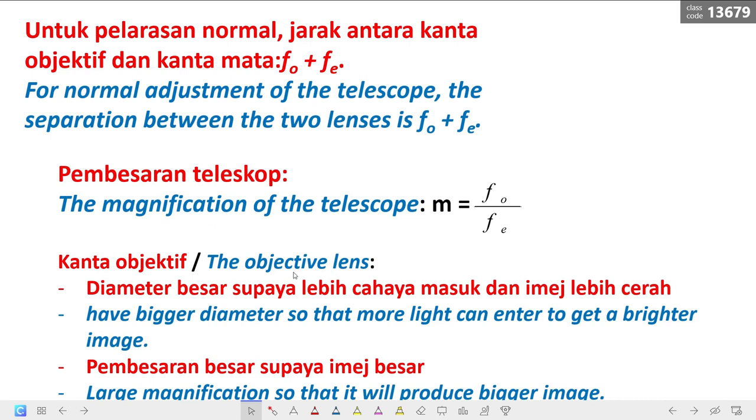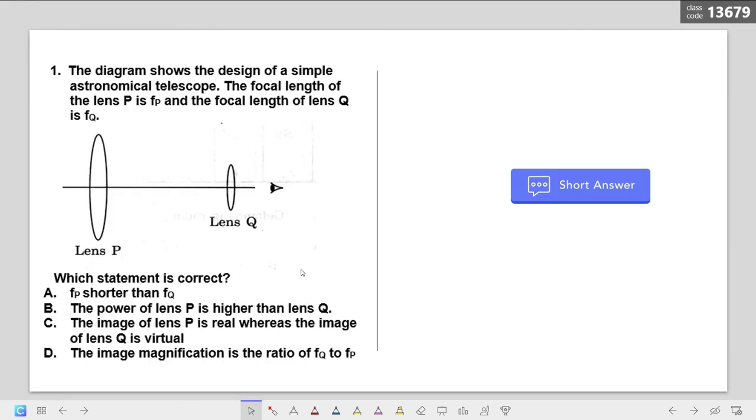Okay, for the objective lens, so for the modification for the objective lens, maybe you can use the big diameter, so the light can enter more, so it means it can produce the bright image. And the magnification, right? So the magnification should be bigger, so it can produce the bigger image. Okay, so that's all for this topic.